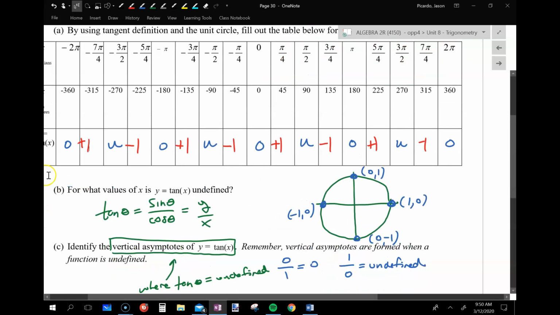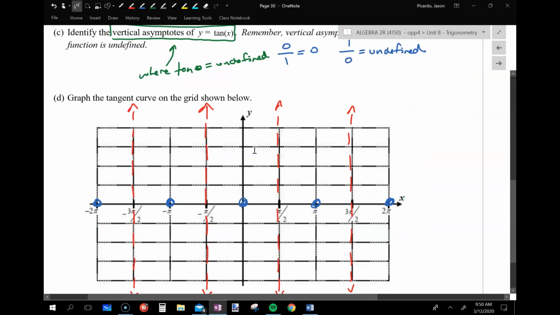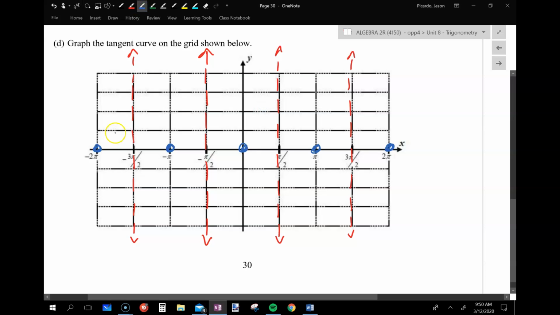So Jameson, here's what we're going to do. We're going to take these negative 1s and positive 1s, and we're going to put them on our graph. And when we do that, it's going to wind up looking like this.